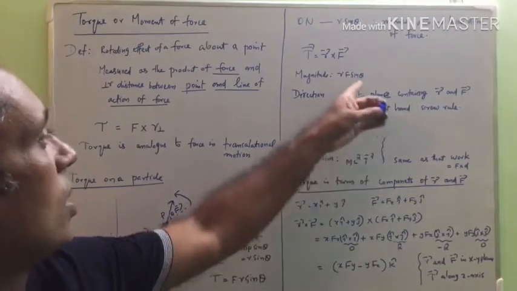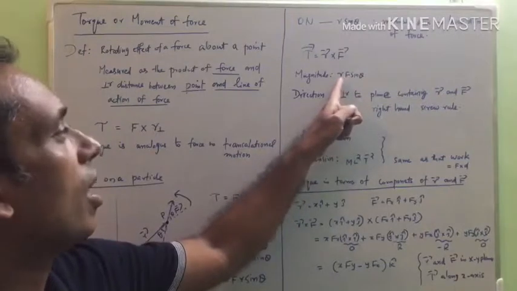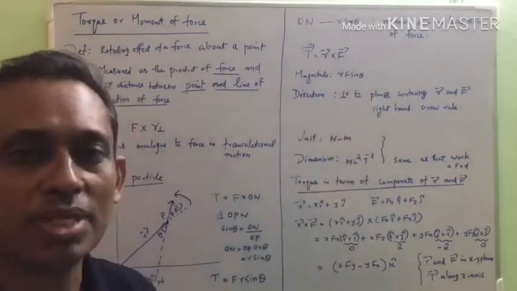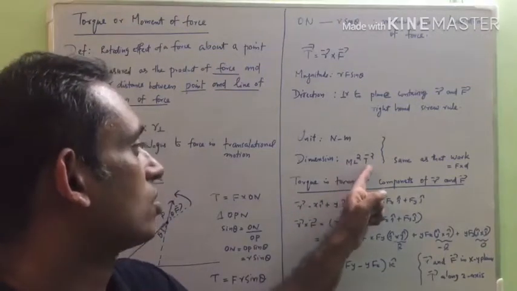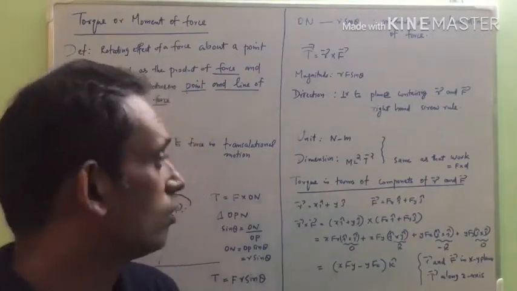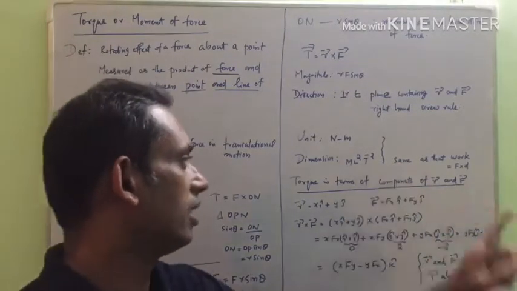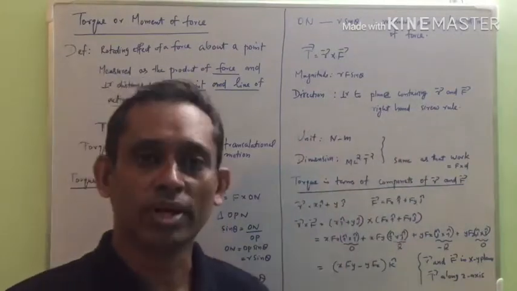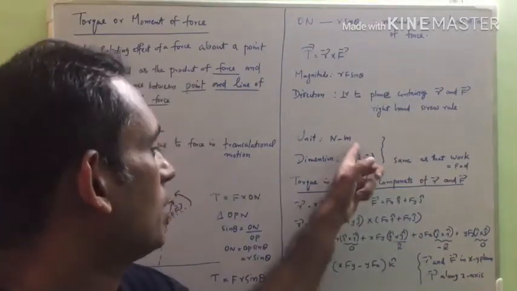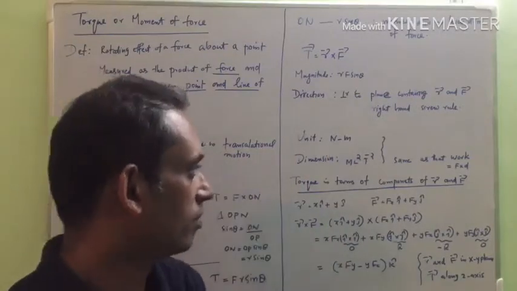The unit is Newton meter. Force has unit Newton and r has unit meter, so Newton meter is the unit. The dimension is M L squared T raised to the power minus 2. And interestingly, this unit is the same as the unit of work, Newton meter, and the dimension is the same as work done.